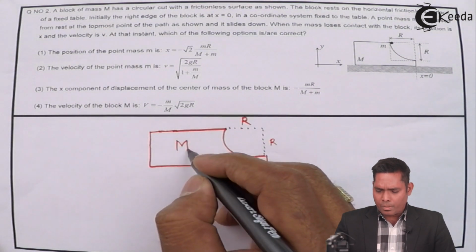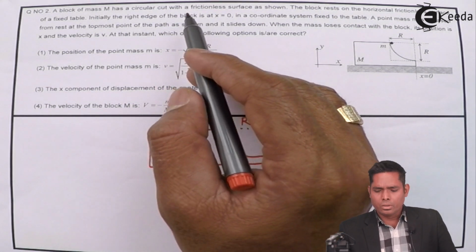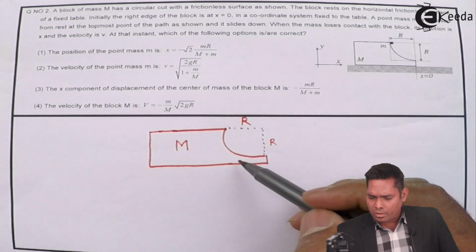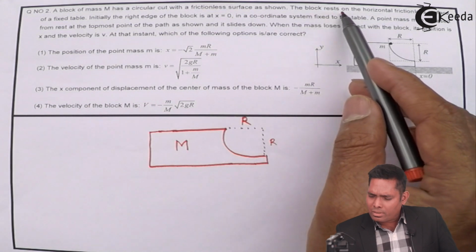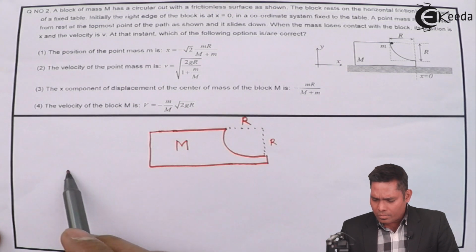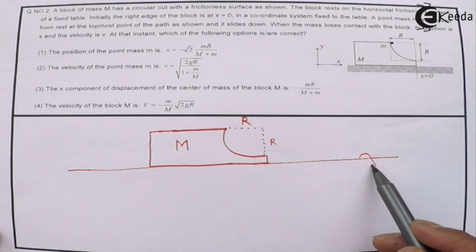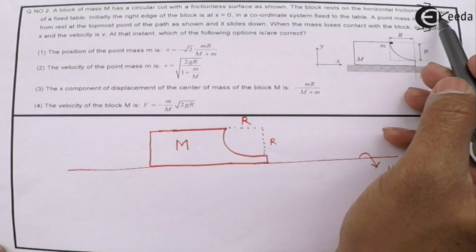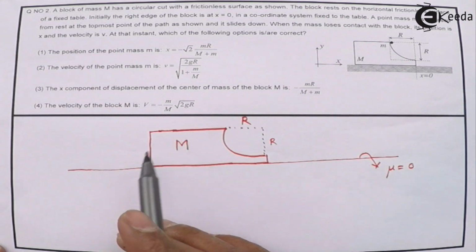This is a block whose mass is m, and having a circular cut at the edge. This block rests on this horizontal surface, frictionless surface. So there is a surface on which it is kept here. This is frictionless, so I'll write μ0, of a fixed table. This is a table which is fixed, it's not going to move.